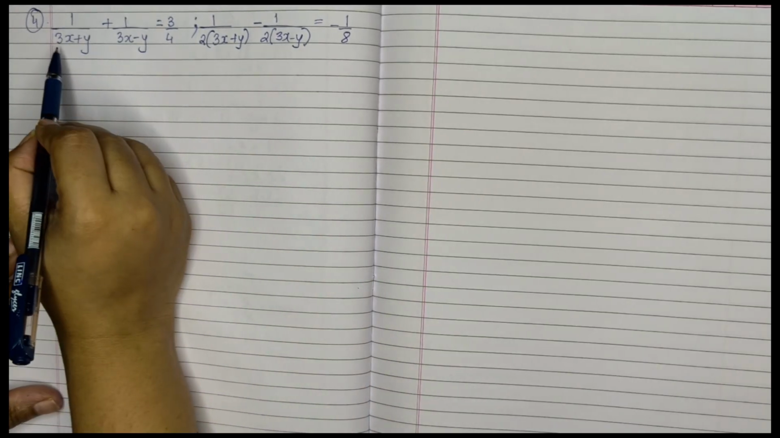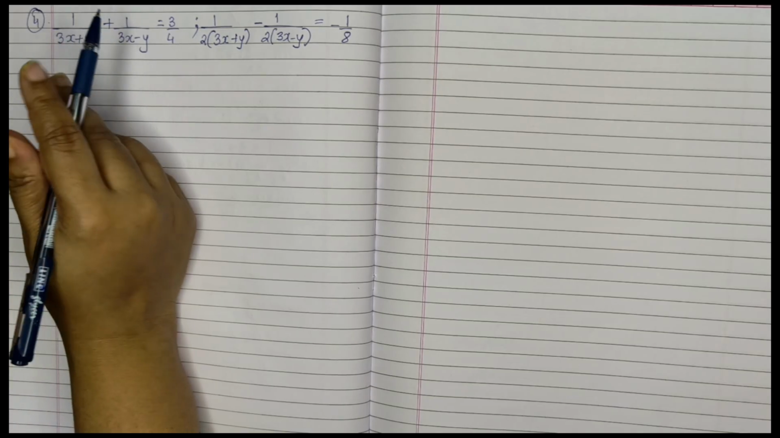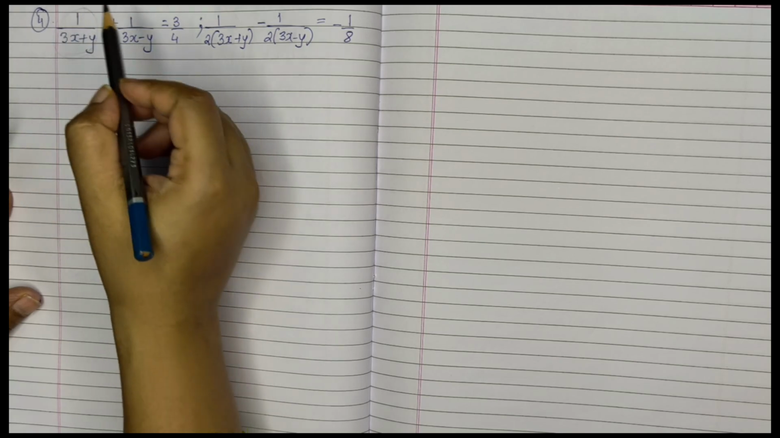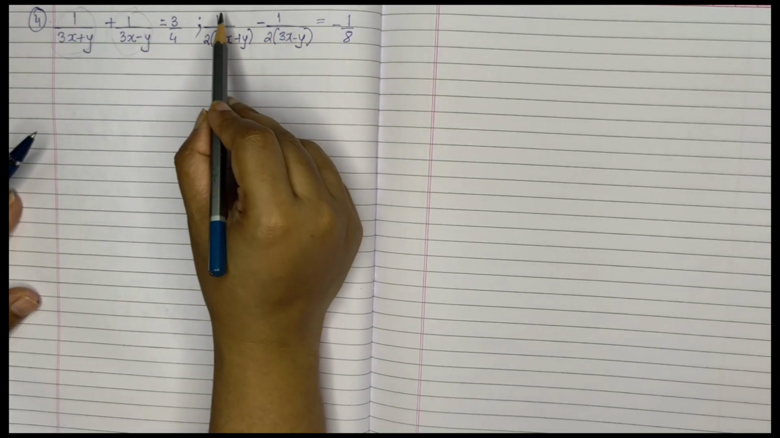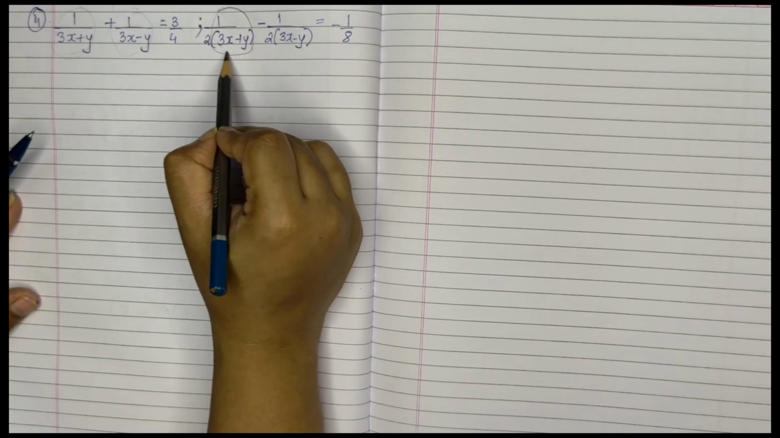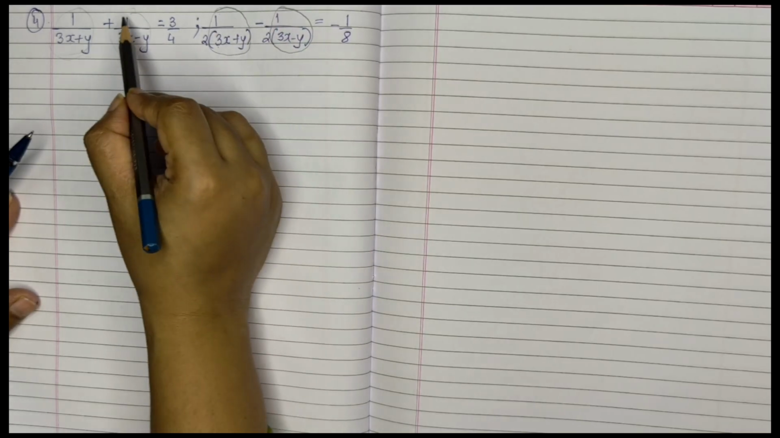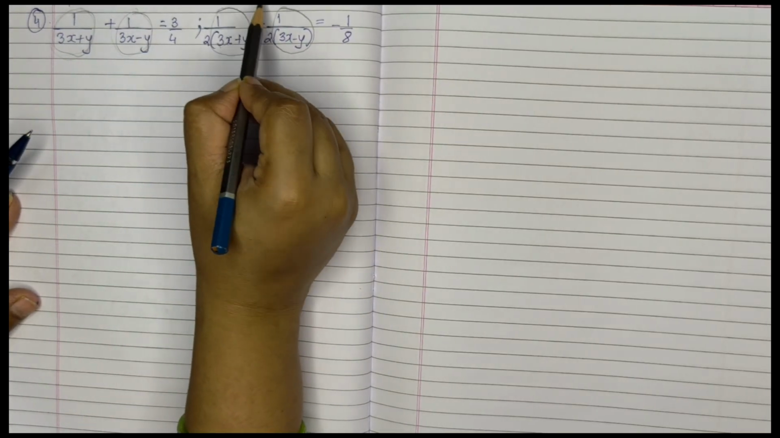Here in the denominator's place we have 3x plus y, 1 upon 3x plus y. So this whole thing, 1 upon 3x plus y, will be our m and this will be our n. Same way on the right hand side, the second equation, 1 upon 3x plus y will be m and 1 upon 3x minus y will be n.